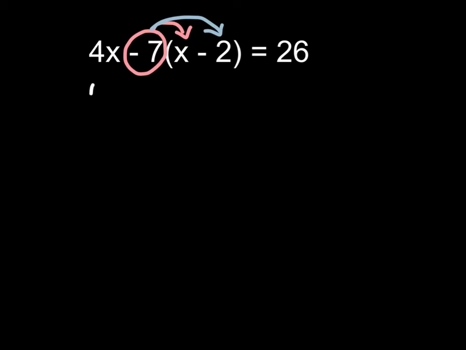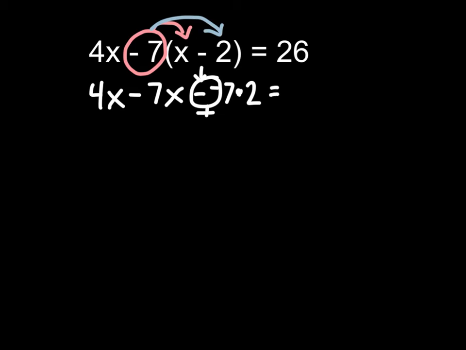So when we rewrite this, we're going to say 4x. Now negative 7 times x is negative 7x, or minus 7x. I'm going to bring this minus sign straight down, so here it is. And now we're going to do negative 7 times 2. Notice the minus a negative that shows up right here will become a plus. So we think about adding, because subtracting a negative is adding. Equals 26.